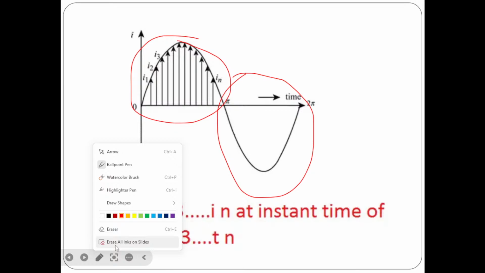The product of small v and small i is our instantaneous power. We already know power is equal to voltage into current, isn't it? How to determine the instantaneous voltage or current? You can get it from this sinusoidal waveform. Here I have considered current, but instead of current I can mention voltage: V1, V2, V3, up to Vn.